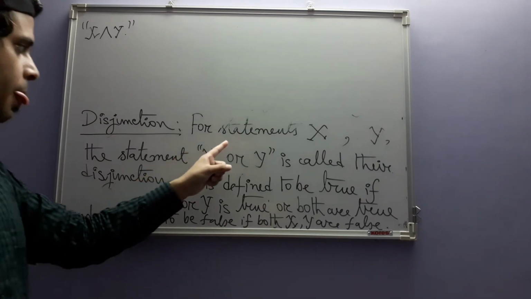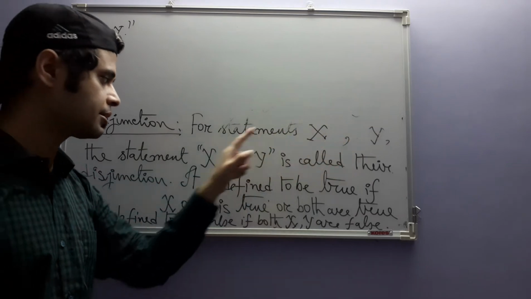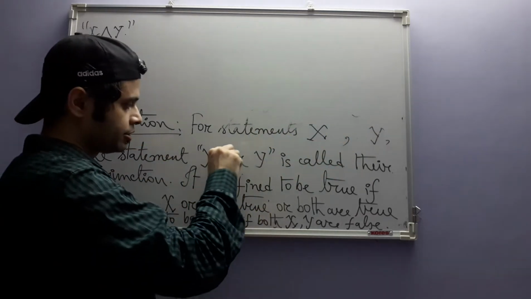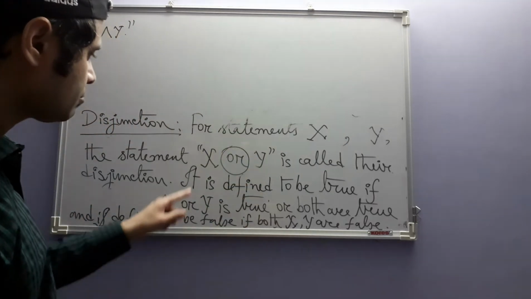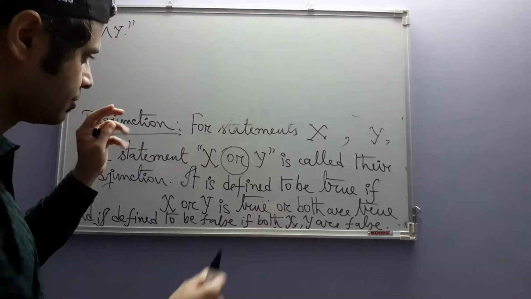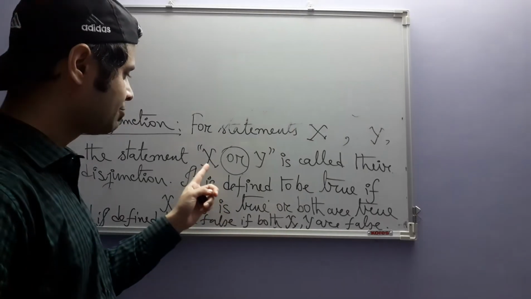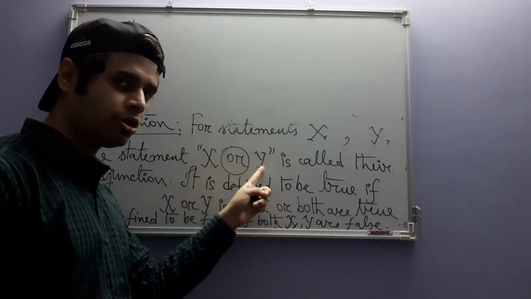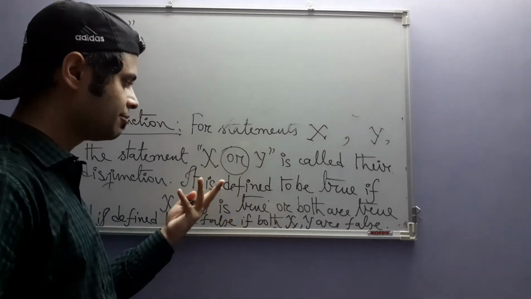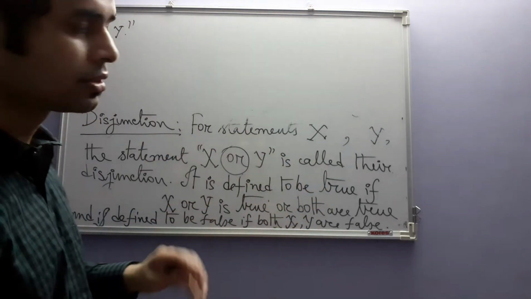So this is disjunction. Once you have two statements x and y, x or y, this is another logical connective, or, then this is their disjunction. This is called their disjunction. Now this compound statement is defined to be true if either x is true or y is true, or both x and y are true, and is defined to be false only if both x and y are false.